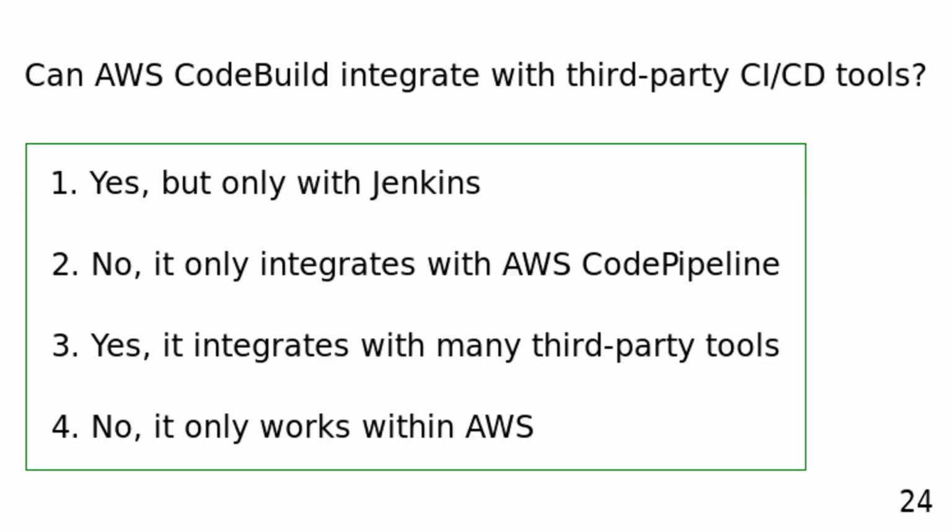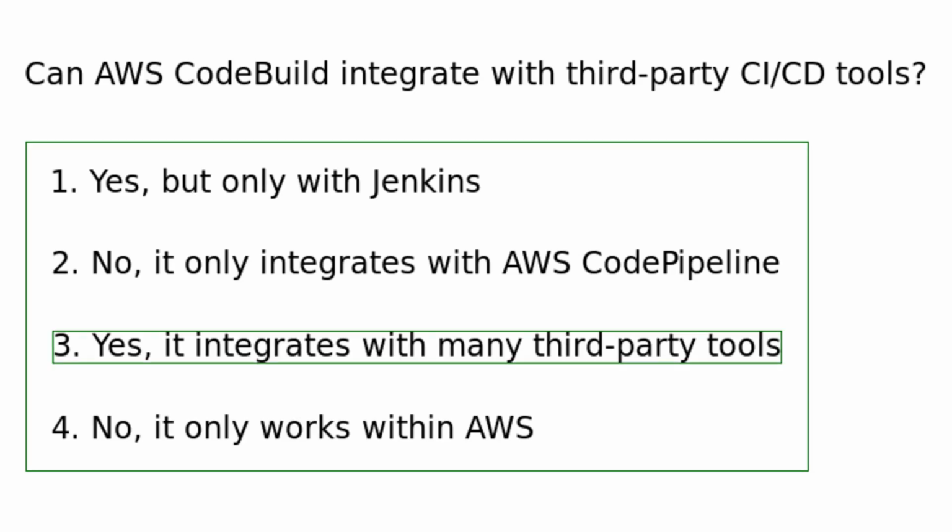Can AWS CodeBuild integrate with third-party CI/CD tools? Yes, but only with Jenkins. No, it only integrates with AWS CodePipeline. Yes, it integrates with many third-party tools. No, it only works within AWS. AWS CodeBuild can integrate with many third-party CI/CD tools such as Jenkins and GitHub Actions.